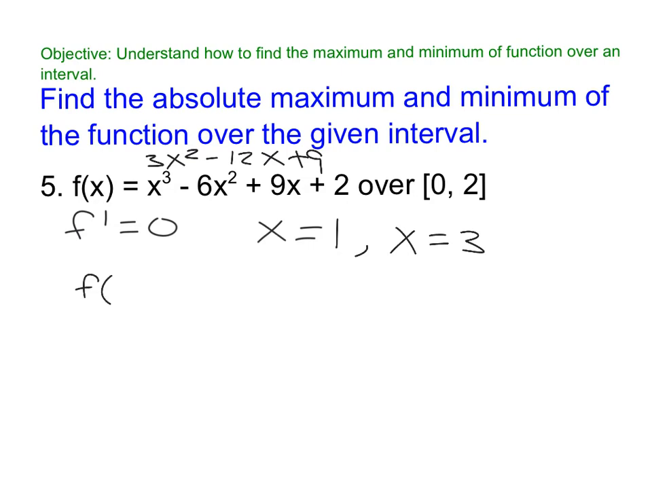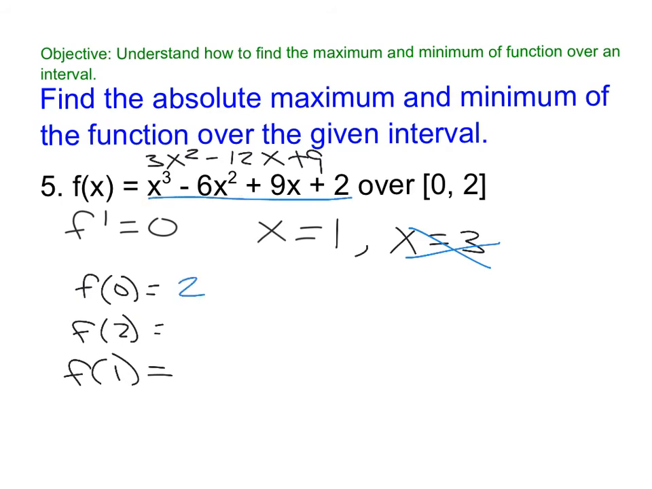So I'm going to plug in f of 0, my endpoints, and my critical values. And actually, I'm going to ignore the 3 because the 3 is not in the interval. We don't need to plug it in. Right? So we're only focused on within the interval. All right, so plug into the original function. F of 0 is just 2. F of 2, let's see, that's 8 minus 6 times 4, 24, plus 18 plus 2.